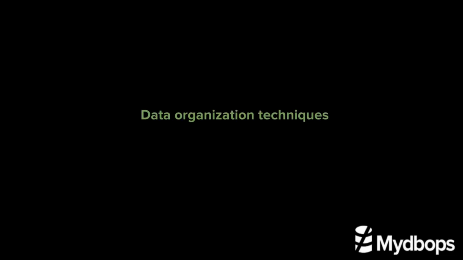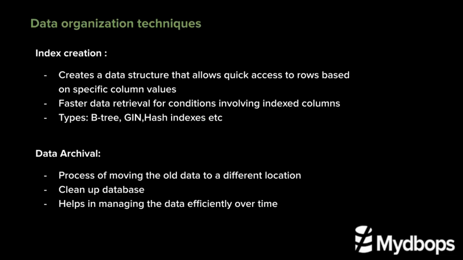So let's look into some data organization techniques that we follow. The first and the basic one is index creation. Index creation is basically creating, at the back end, a data structure that allows quick access to the table rows. As we all know, indexes have the pointers to locate the table data rows. It improves the data organization and helps us increase the retrieval speed, which again improves our query performance. Some types of indexes generally used are B-tree, GIN, hash indexes, etc.